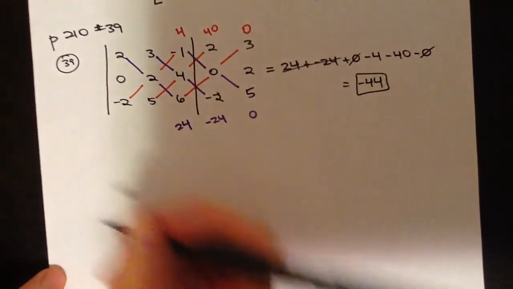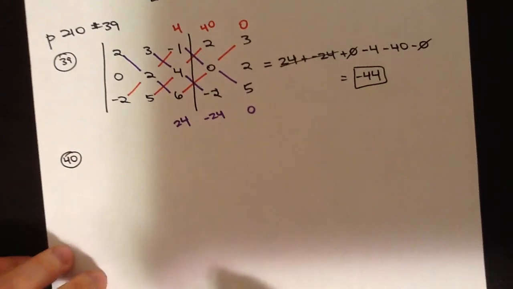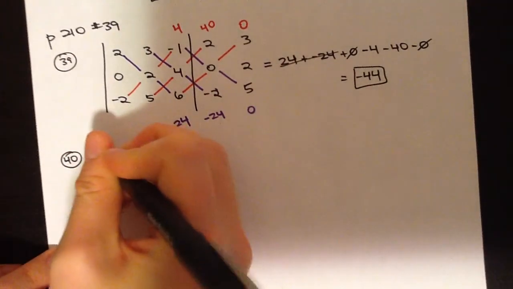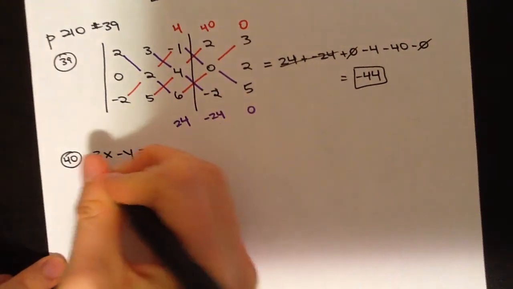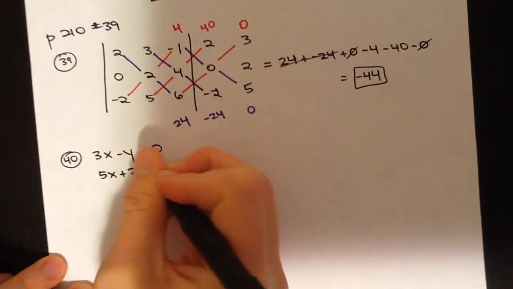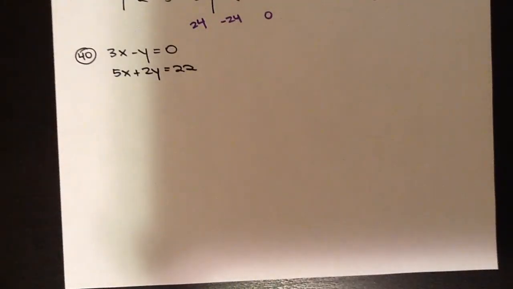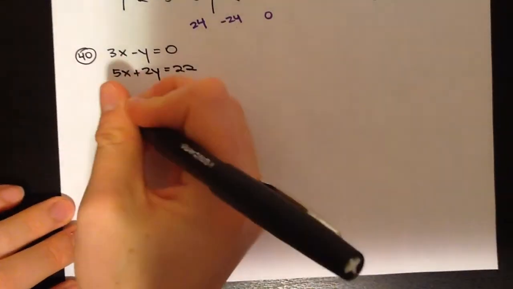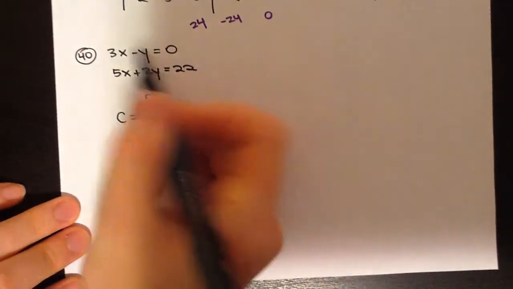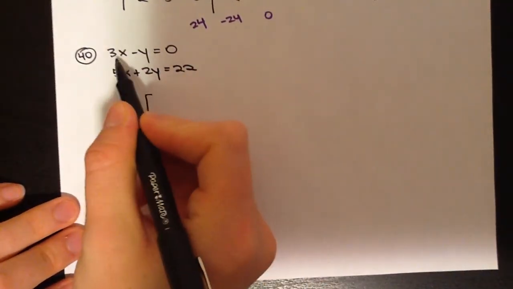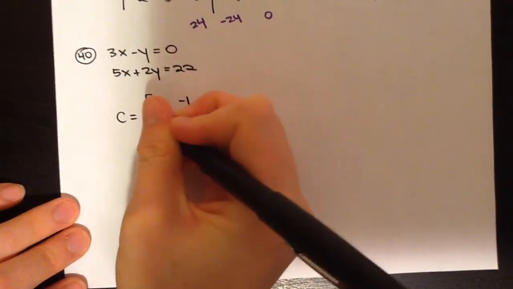Okay, next one is number 40, the very next one on that same page. And this is Cramer's rule, 2 by 2 Cramer's rule. Okay, so the 2 by 2 Cramer's rule, we're supposed to come up with 3 different matrices. So C stands for coefficient. So what I do for this matrix is I just pull the coefficients right off. So 3, negative 1, 5, and 2.